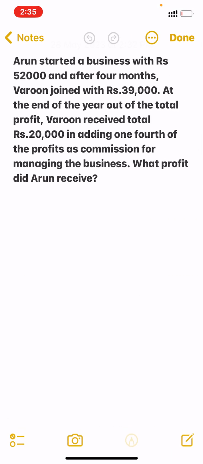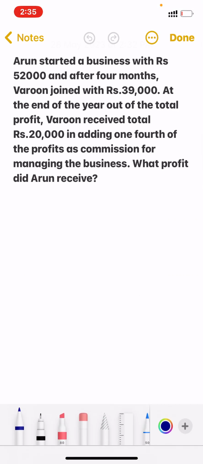Now we'll come to this. Arun started a business with this much amount. After 4 months, Varun joined. So this is Arun, this is Varun. We will take out the simplest ratio because that's what is needed. So 52,000 and 39,000. First of all, remove all the 3's, and for 52 and 39 we have 13 common. So 13 4s are 52 and 13 3s are 39.